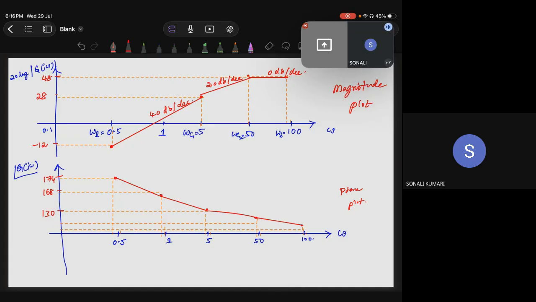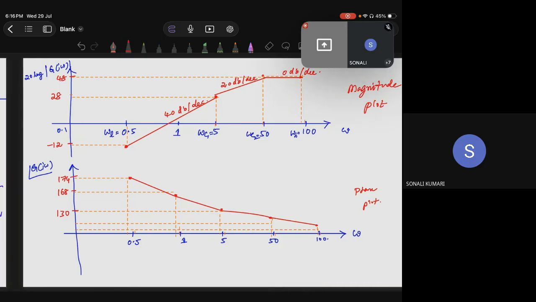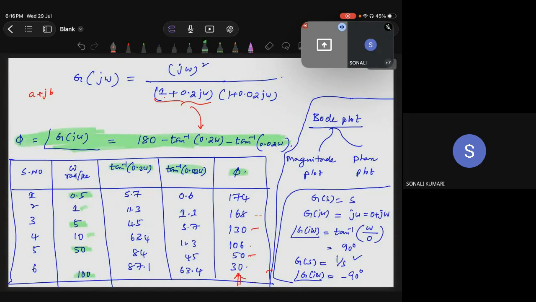Yes. Phase plot. This is our G of j omega, correct? Yes, sir. Okay. So for example, how many zeros we have? Two zeros we have. Two poles we have, correct? Yes, sir. Okay. So now forget about that for a moment. Just consider this transfer function, G of s is equal to s. Only one zero. Okay. So now in this substitute s is equal to j omega. What do you get? You get this. Okay. So in complex number, how can you write it? 0 plus j omega. Am I correct? Yes, sir.